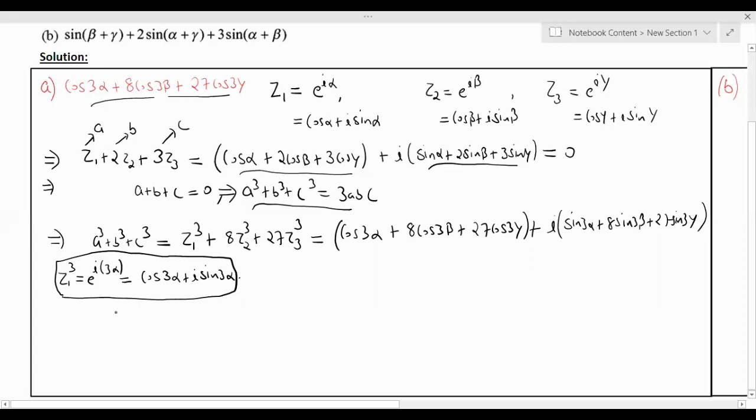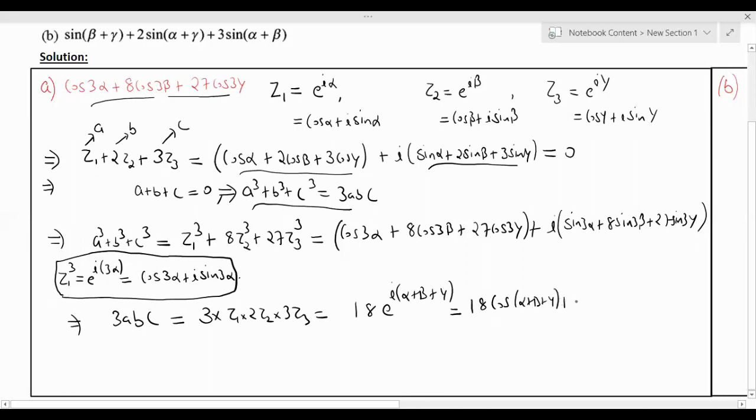One more term I'm going to consider from the RHS, which is 3ABC. So this will become what? 3 times Z1, 2Z2 and 3Z3. So 3 into 2 into 3, you will have 18, and Z1, Z2, Z3, if you multiply, all the arguments are going to get added. So you will have 18 times, now converting this into real part as well as imaginary part, cos of alpha plus beta plus gamma, plus again 18 times I sine of alpha plus beta plus gamma.